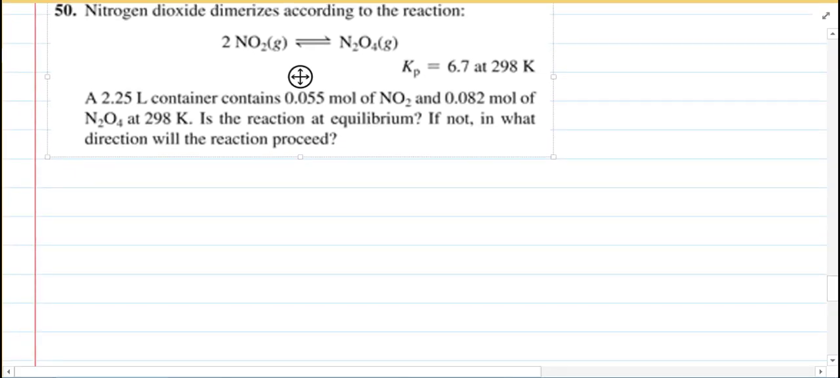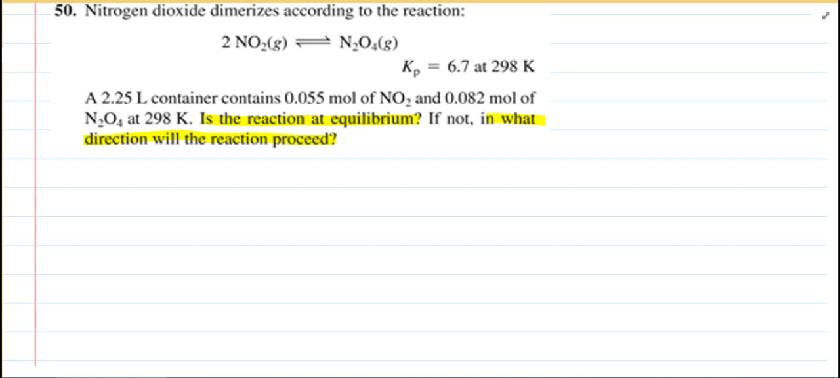I got number 50. You know I had number 50. Well, let's do number 50, and then we'll be done. Nitrogen dioxide dimerizes according to the reaction. It gives you Kp. It gives you a container with each concentration of NO2 and N2O4, at 298 Kelvin. Is the reaction at equilibrium? There's your question right there. If not, in what direction will the reaction proceed? So it's either at equilibrium, or it goes to the right or to the left. So let's see what we got.